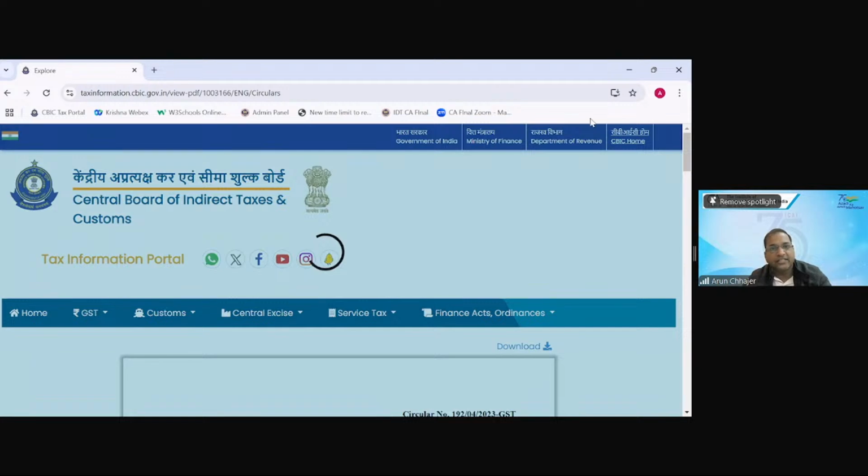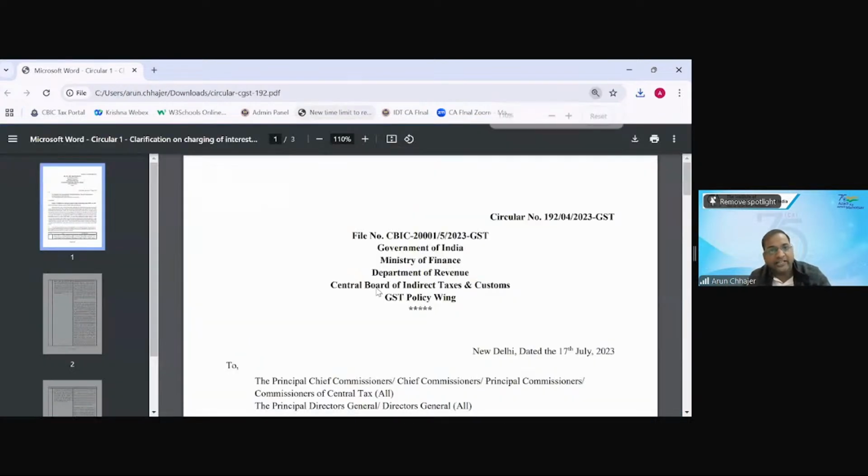Hope you are able to see the circular. Quickly confirm once. I hope you are able to see the circular 192 on my screen. Just quickly confirm that you are able to see. Okay.